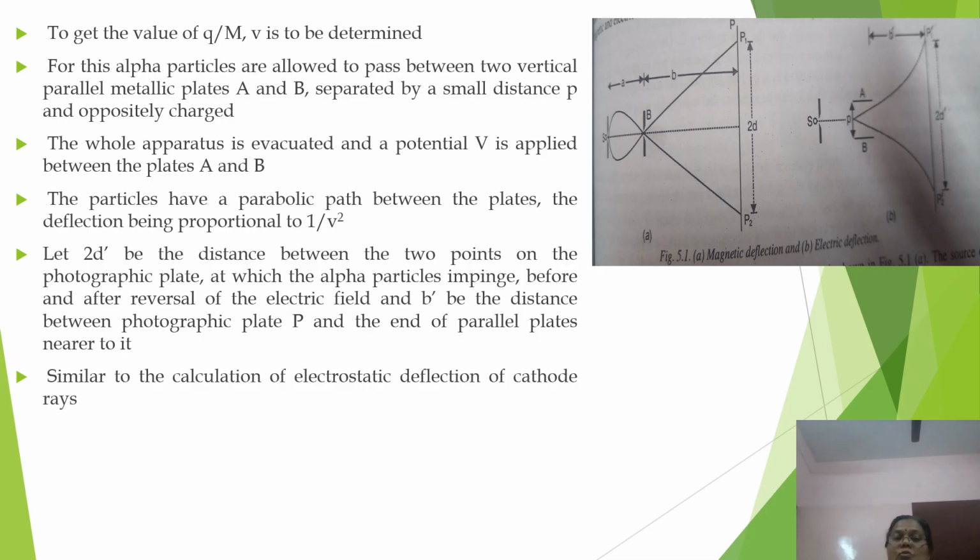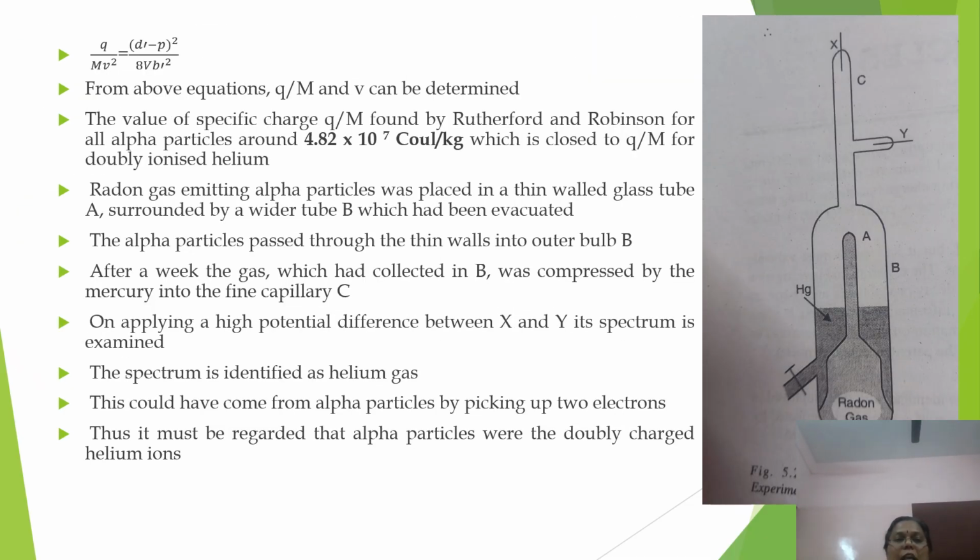squared. If 2d prime is the distance between the two points on the photographic plate at which the alpha particles impinge before and after the reversal of the magnetic field, and if b prime is the distance between the plate and the parallel plates, then q by m can easily be determined. So this is the simple formula from which we can determine q by m.